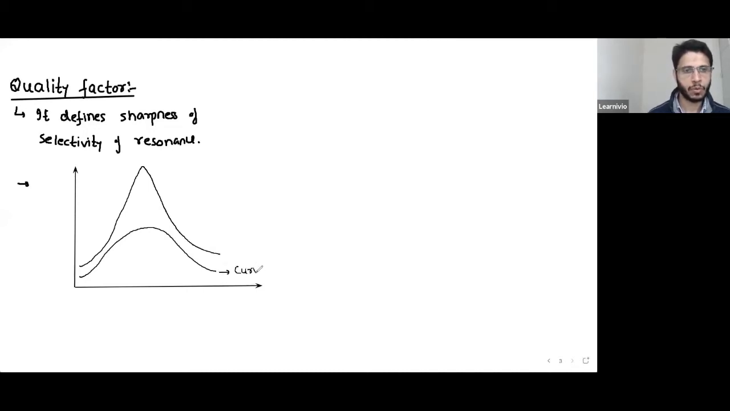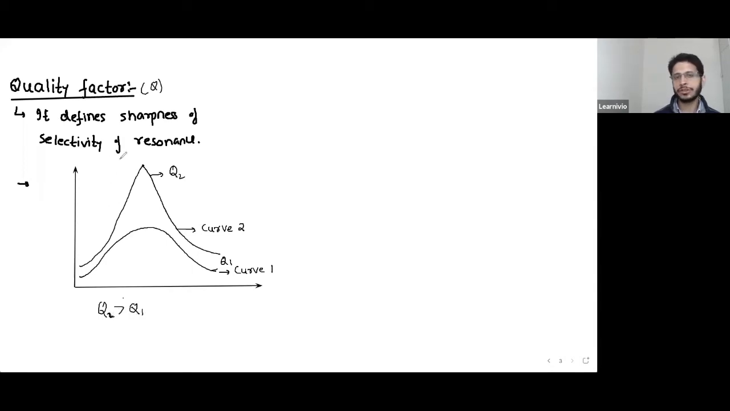This is curve 1. This is curve 2. So this peak, say this curve is less sharp than curve 2. This sharpness of the curve is decided by this quantity which is known as quality factor. Greater the value of quality factor, greater would be the selectivity. If I say here the quality factor is Q1 and here Q2, we represent quality factor by Q. Q2 is greater than Q1. This is quality factor.